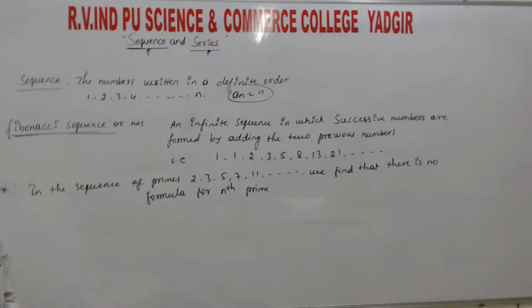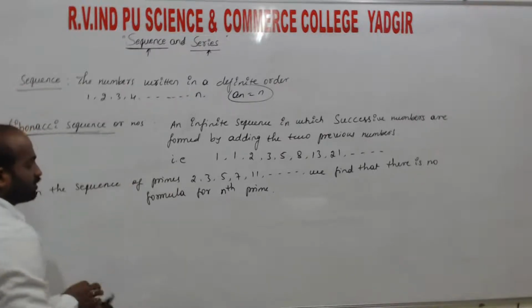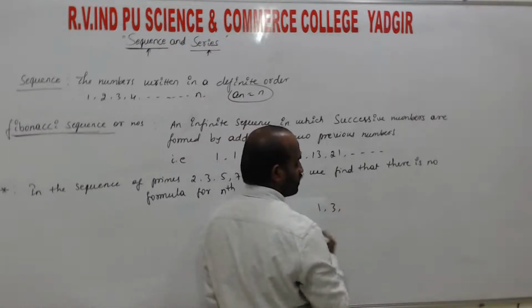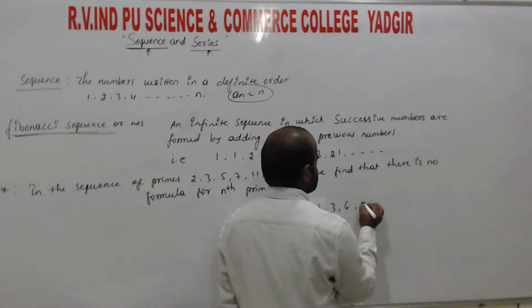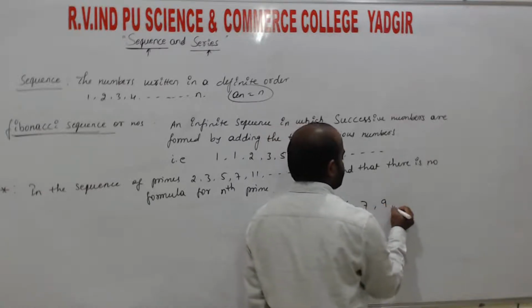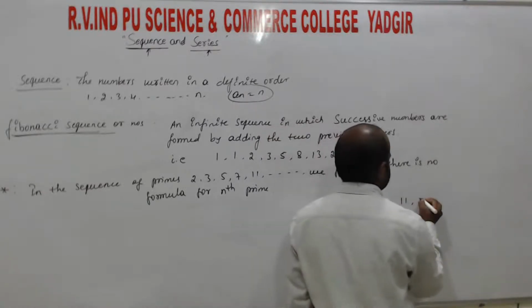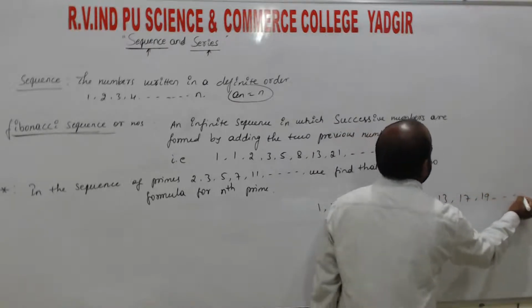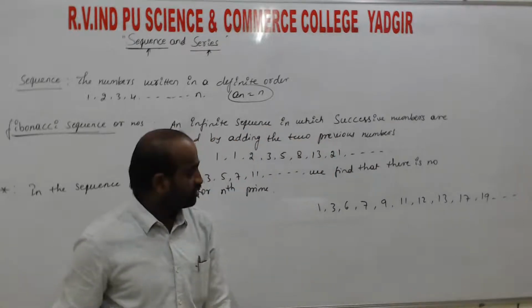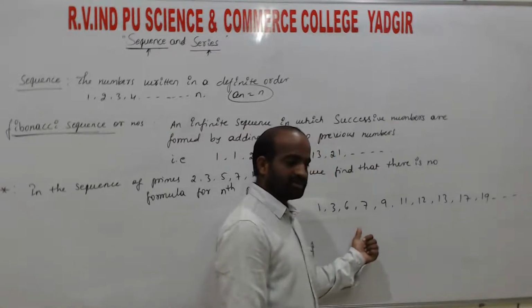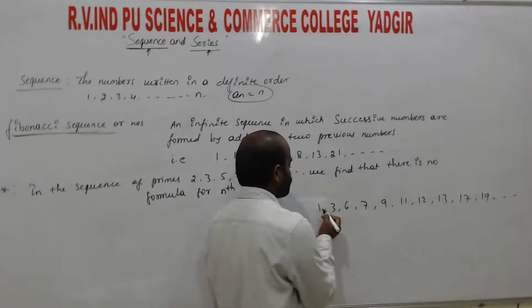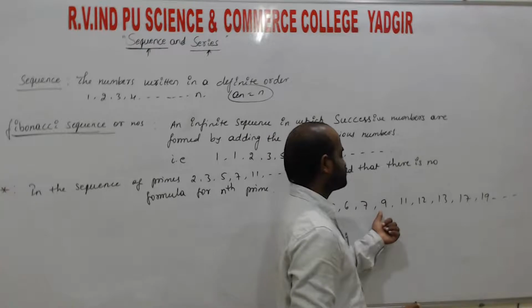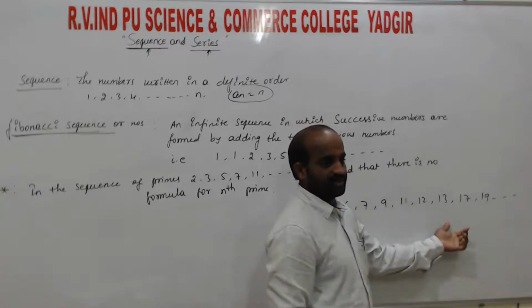Next, tell me about this sequence. For example, 1, 3, 6, 7, 9, 11. Next is 12, 13, 17, 19, and so on. Is this a sequence or not a sequence? It is not a sequence. For example, the difference is 2, the next difference is 3, the next difference is 1, the next difference is 2. It is not a sequence.